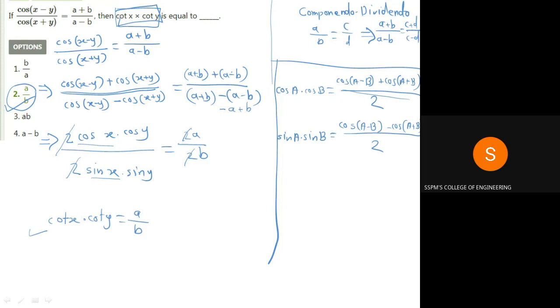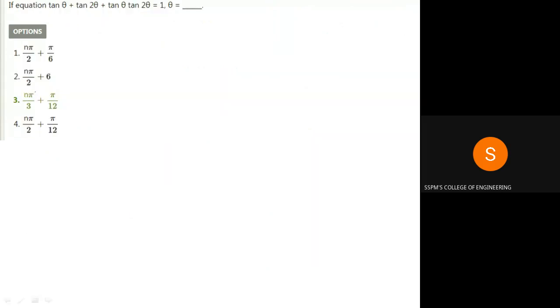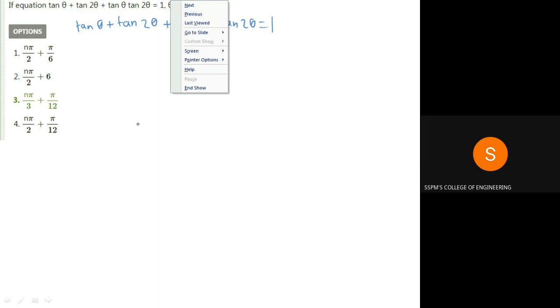Okay. Now let me take one more example. So what is the question? The equation is tan theta plus tan 2 theta plus tan theta tan 2 theta is equal to 1. Then what is asked? We have to find the value of theta. Now we will try to solve this.